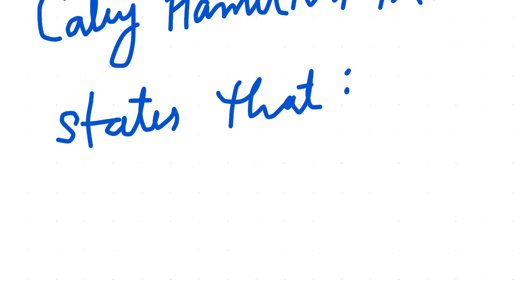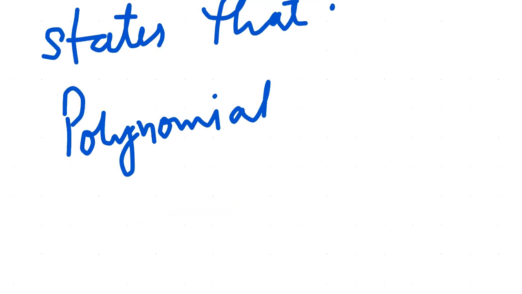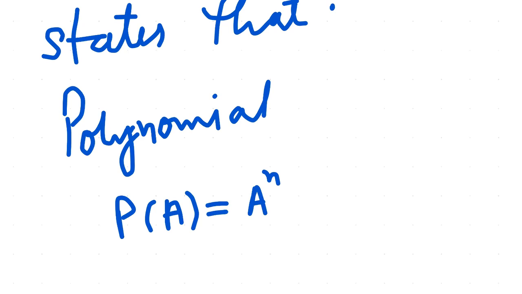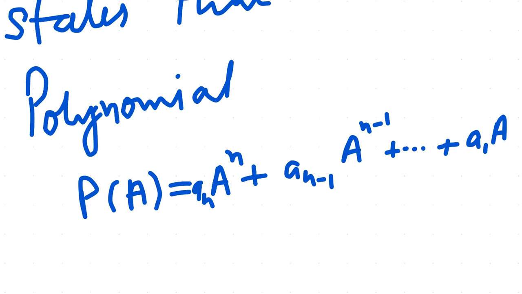polynomial P(A) is equal to a_n A to the power n plus a_(n-1) A to the power n minus 1, plus up to a_1 into capital A, plus a_0 into I is equal to 0, where A is any square matrix.